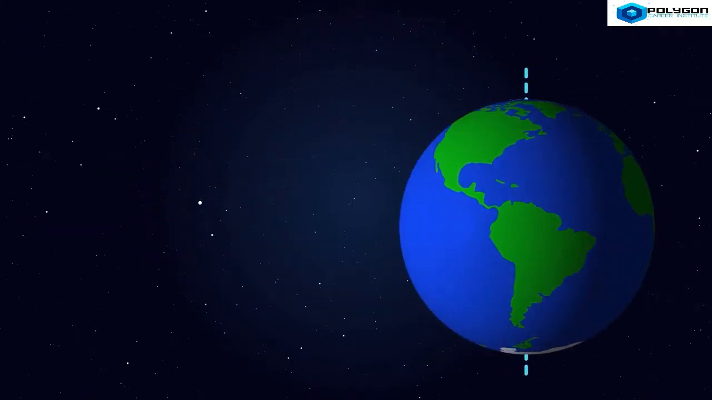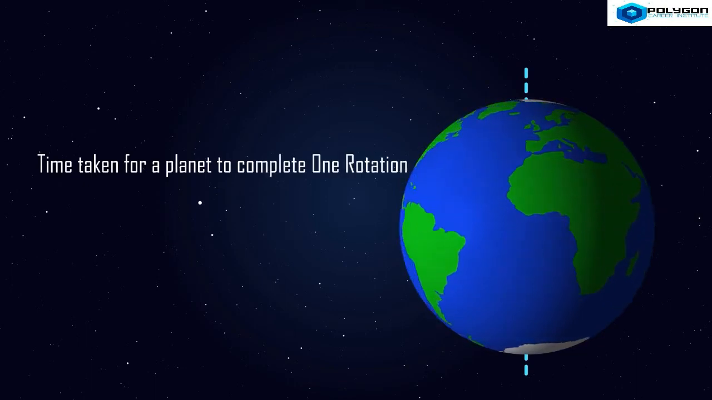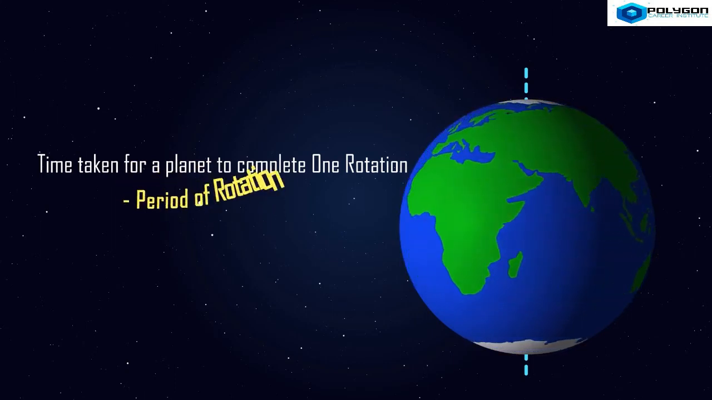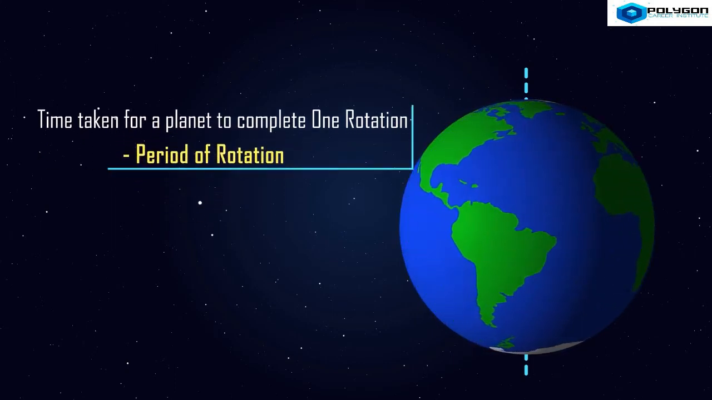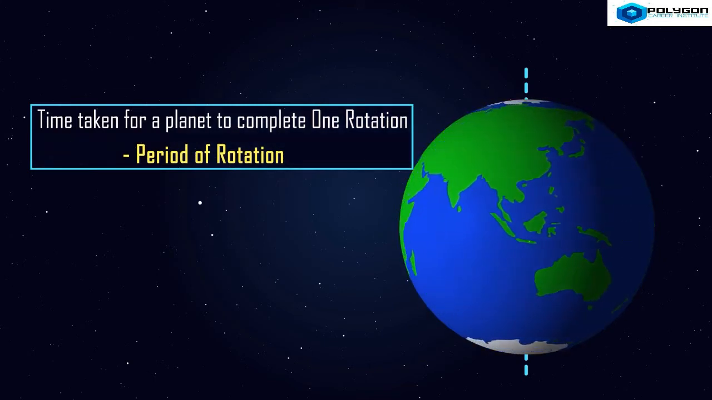Planets also rotate along their axis. We can also measure the time taken for a planet to complete one rotation. Can you guess what this measurement is called? That's right, we call it the period of rotation. The time taken to complete one rotation is called a period of rotation.